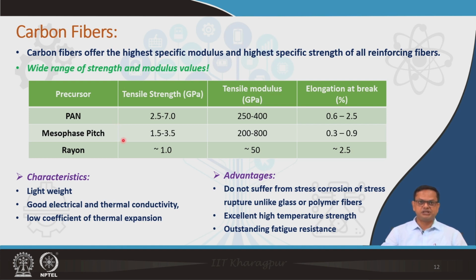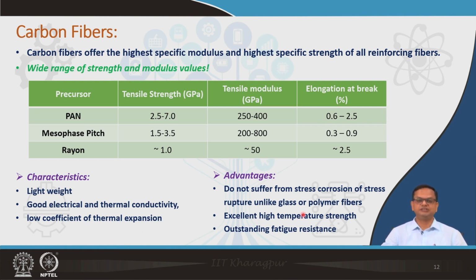You can see in this particular table that depending upon what kind of precursor, meaning the starting material from where you start making the fiber, there are different ranges of tensile strength, modulus and elongation. And as I mentioned earlier, these are lightweight. Obviously, carbon fibers show very good electrical and thermal conductivity and a low coefficient of thermal expansion.